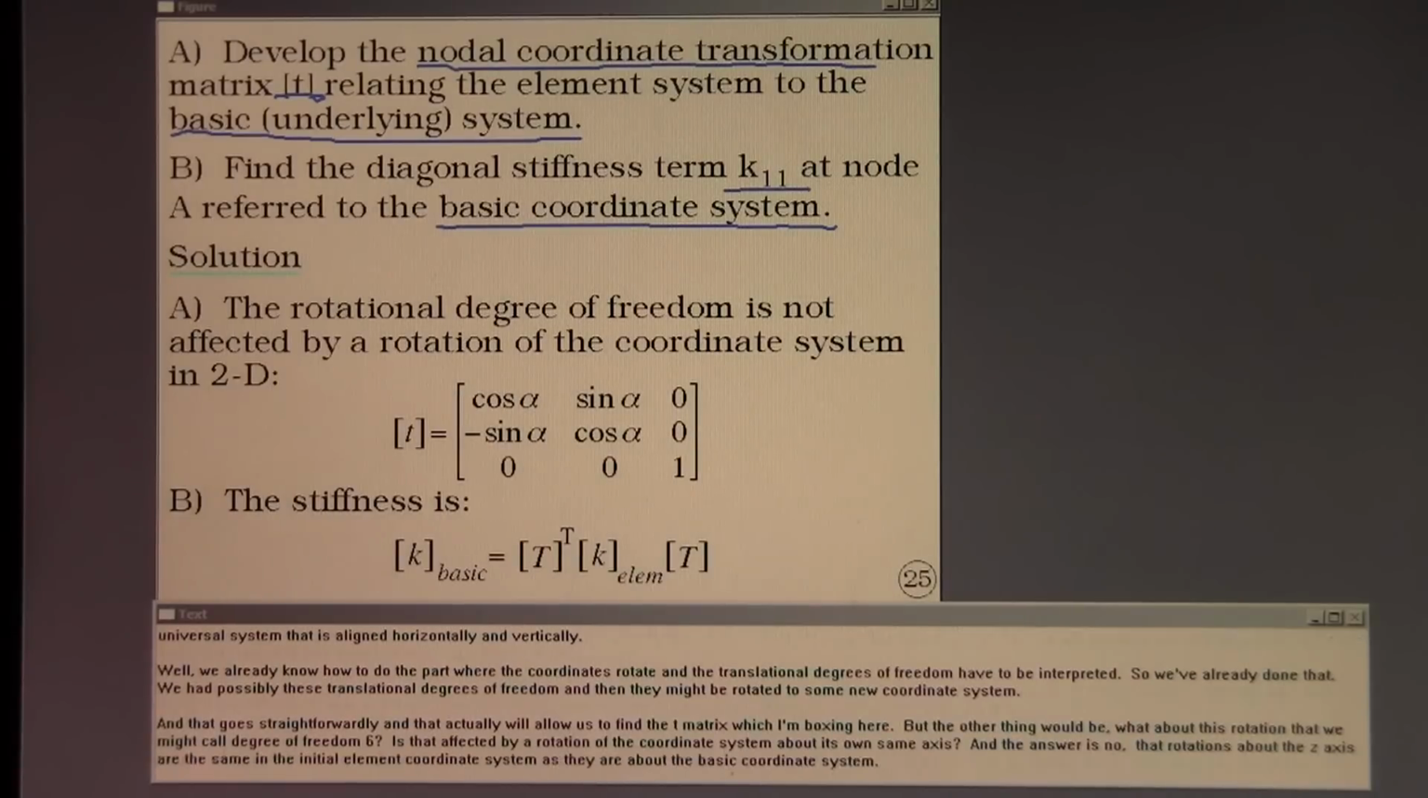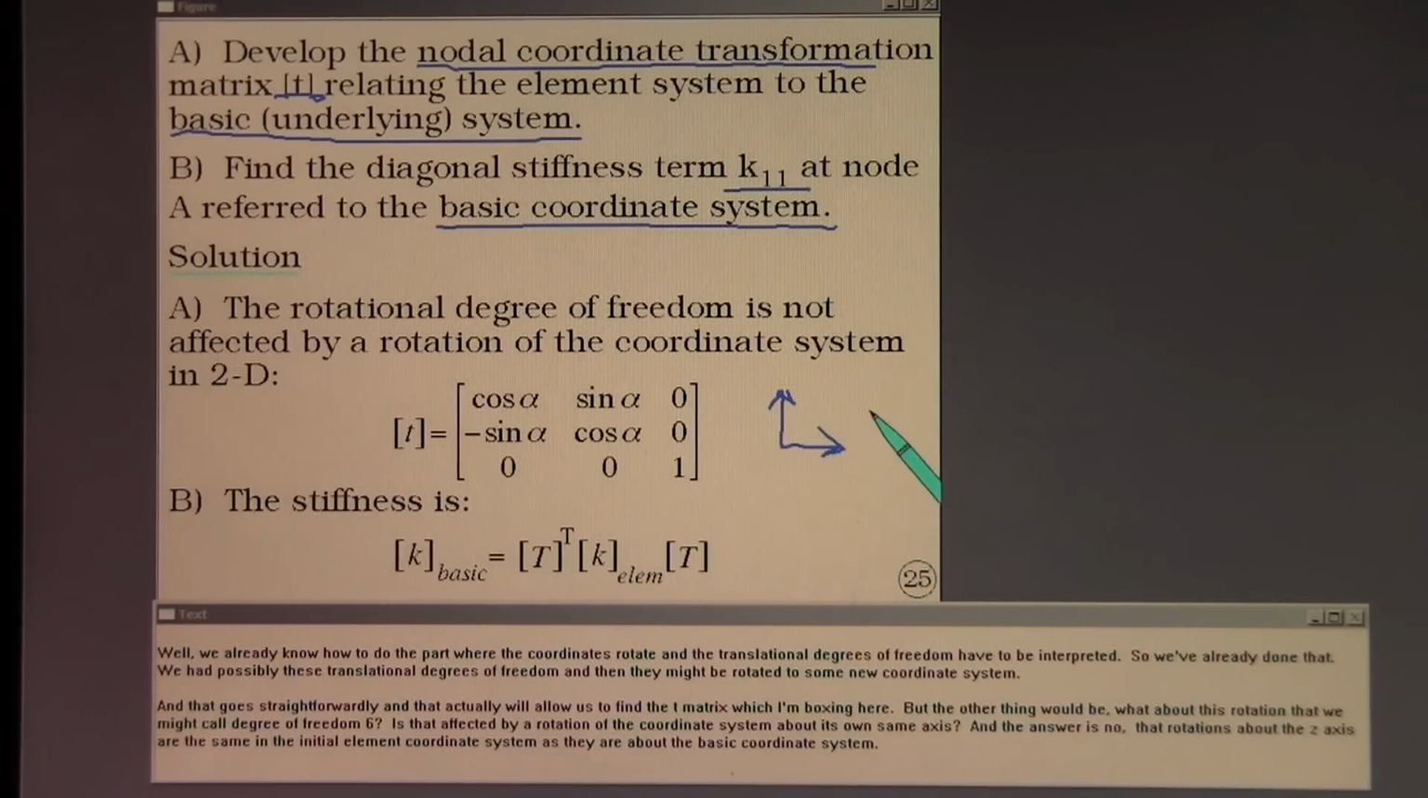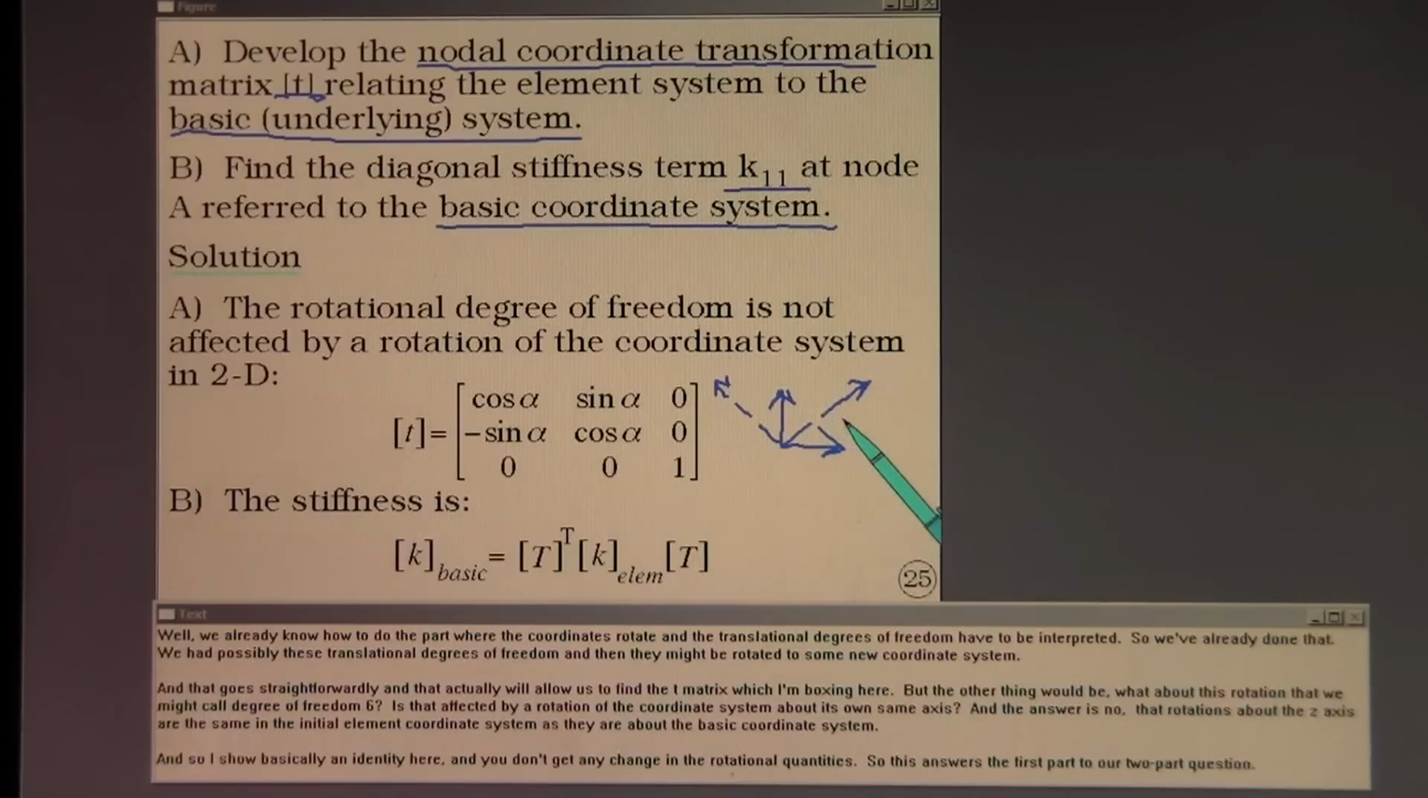Well, we already know how to do the part where the coordinates rotate and the translational degrees of freedom have to be interpreted. So we've already done that. We had possibly these translational degrees of freedom, and then they might be rotated to some new coordinate system. And that goes straightforwardly, and that actually will allow us to find the T matrix, which I'm boxing here.